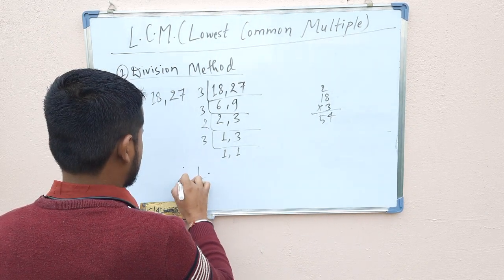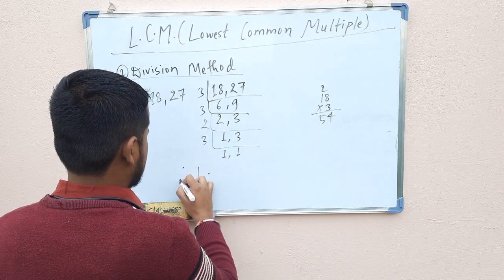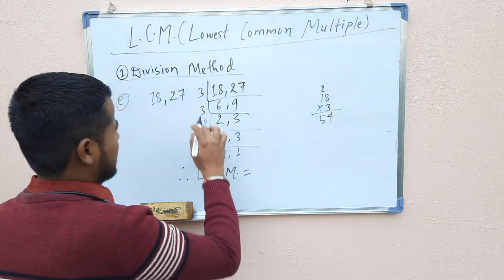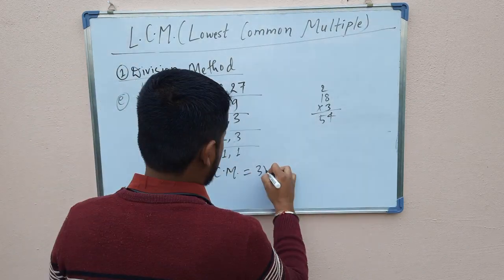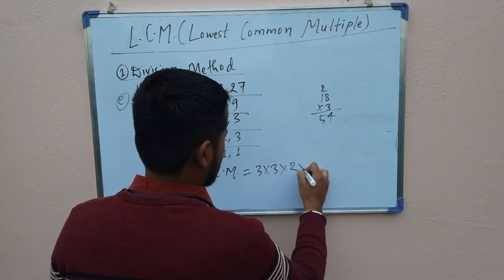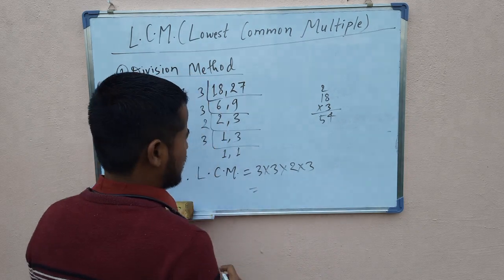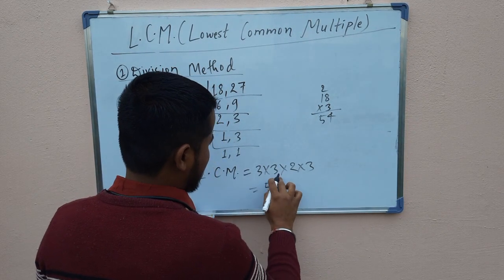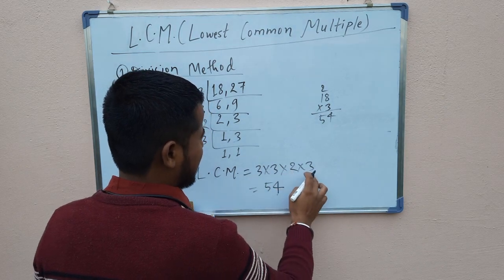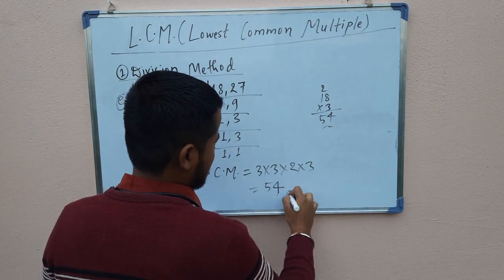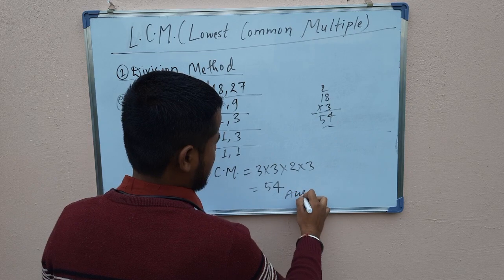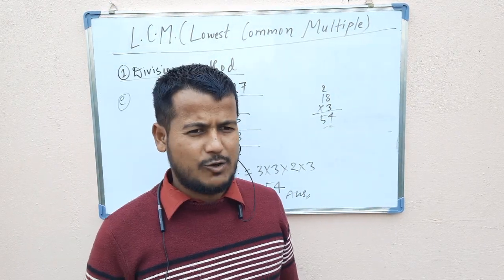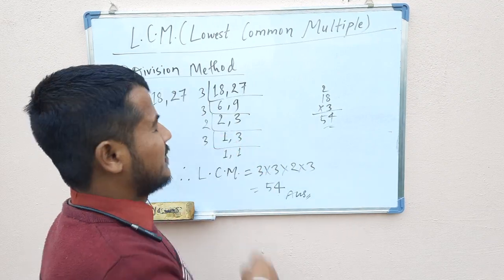Now LCM is equal to 3 threes are 9. Now just write here 3 into 2 into 2 into 3. It will also come 54. 3 threes are 9, 9 twos are 18, 18 threes are 54. So this is the answer of this question. Okay, so this is the LCM part.